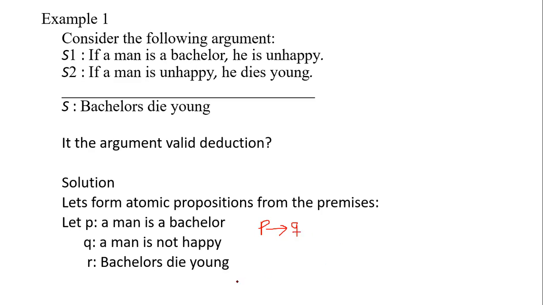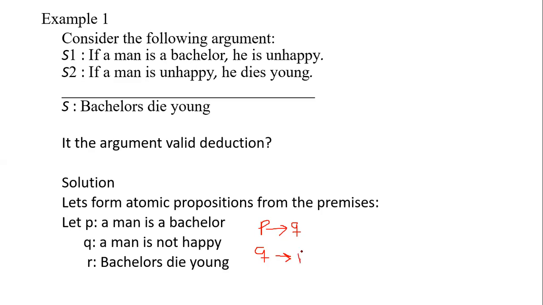Q implies R. Q implies R. Why Q implies R? In S2 we have two statements. The man is unhappy is Q. If the man is unhappy, he dies young. He dies young is R. So that's good.